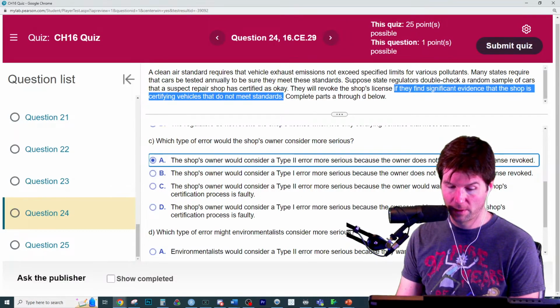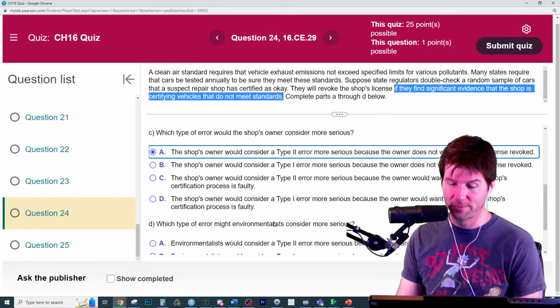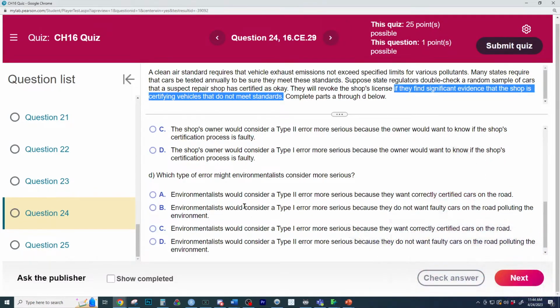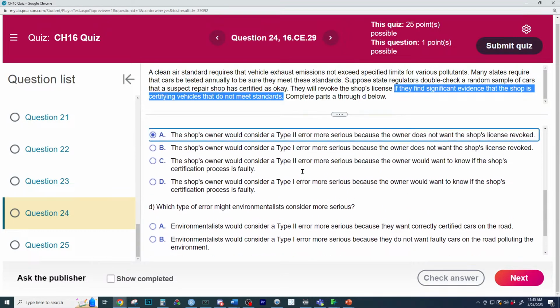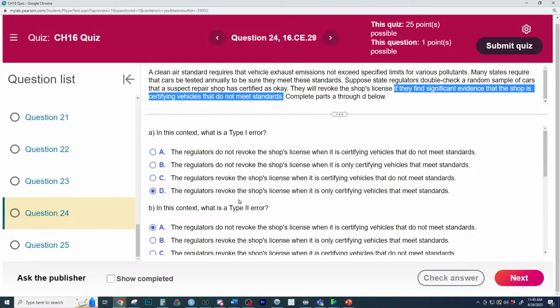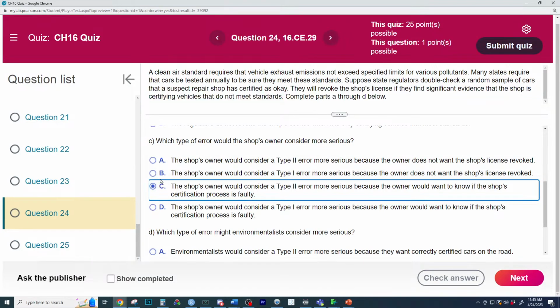See, this is the option: the owners of the shop would consider a type 1 error more serious because the owners would want to know if the shop's certification process is faulty. I mean, one could argue this. This is the problem right here. See how it says the shop owners would consider type 1 error more serious? Let me review type 1 error to make sure what we marked. The regulators revoke. Oh, so type 1 error is going to be that. So type 1 error is more serious because you want to have it revoked.